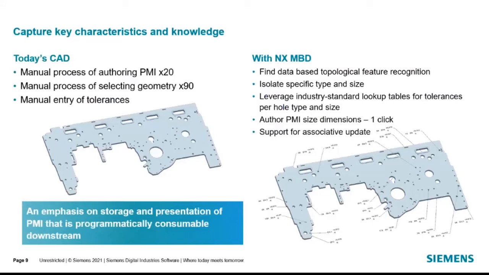But NX model-based definition is more than simply authoring PMI faster. It's about capturing knowledge and intelligence that is consumable. So for example, today, authoring PMI on a typical CAD system for a number of holes on this part on the left-hand side would require manually adding 20 PMI dimensions. Adding to this is the requirement of selecting all these associative objects. Again, it's a manual process of locating and selecting geometry for each hole size, and there are 90 occurrences on this particular example. Tolerances also need to be entered manually, ensuring that the values are compliant with industry and company standards.